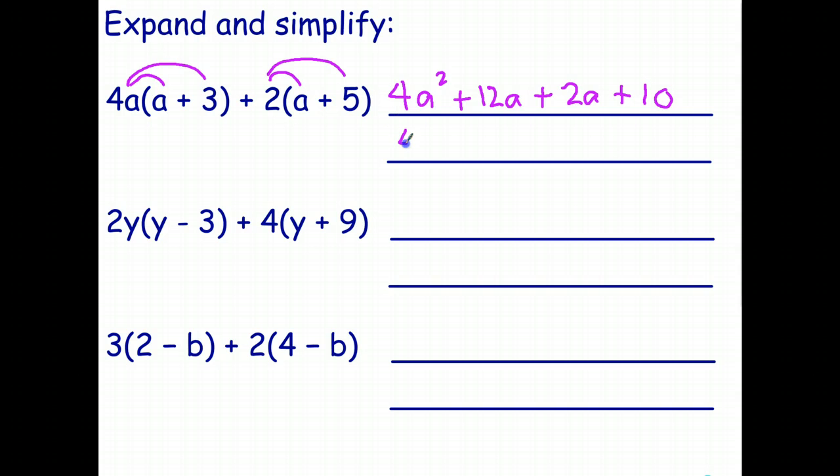So the 4a squared, we can't add anything to that, but 12a plus 2a, 12 plus 2 is 14, so that's 14a. Notice that doesn't change to a squared, which often students want to write. It's like adding 12 apples plus 2 apples is 14 apples. And then finally, plus 10.